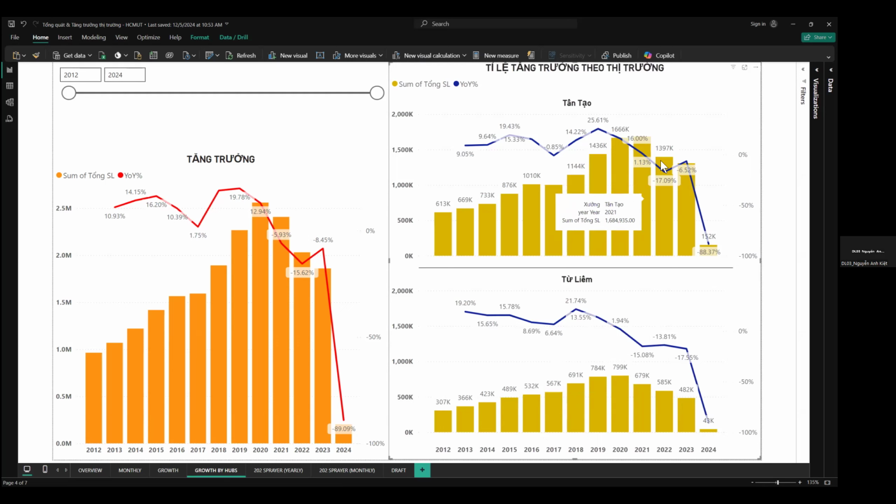By 2023, sales had dropped to 482K with a YOY decrease of 17.55%. For the key insight, the consistent downward trajectory in Từ Liêm suggests deeper structural issues such as smaller size than Tân Tạo or misalignment with market demand.